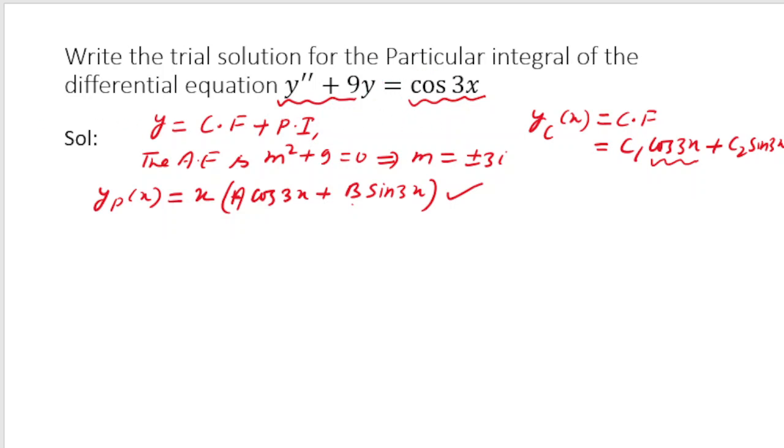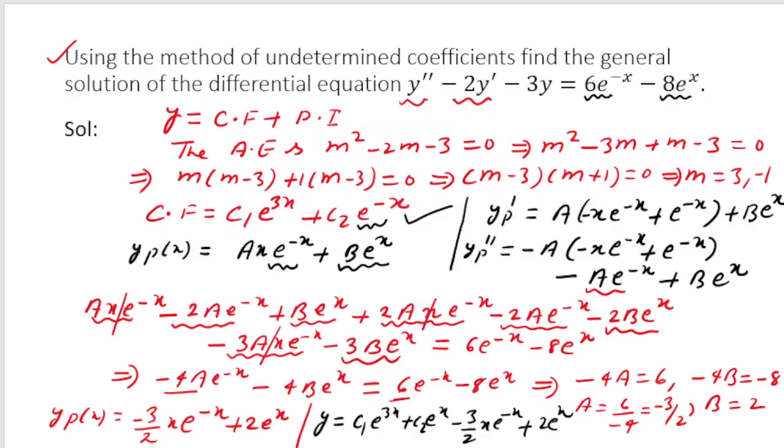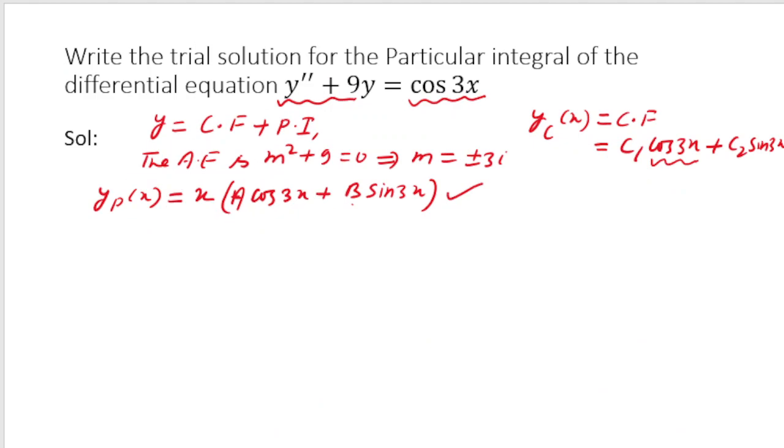And in this question, if you look, they have asked us to find the trial solution only, but I am going to find the general solution. So in the question I already have answered, but just for better understanding of the process I am going to differentiate it. So what is yp dash?